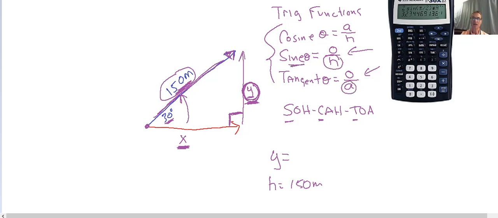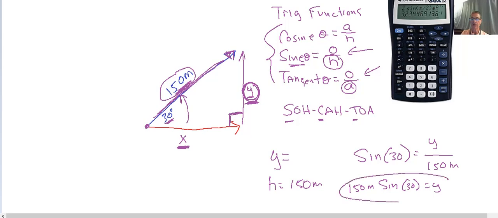So it looks like I should use the sine function: the sine of the angle equals opposite over hypotenuse. So the sine of 30 degrees equals the opposite side, in our case y, over the hypotenuse, which is 150 meters. If I want to figure out what y is, I just multiply each side by 150 meters, and so 150 meters times the sine of 30 degrees is equal to y. That's how we would figure out what y is.